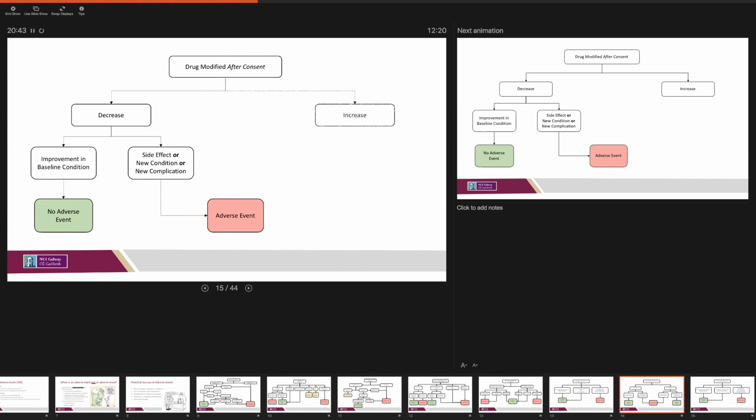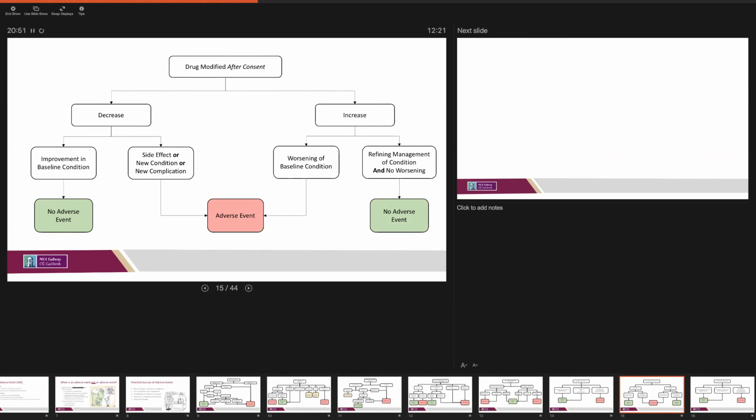not that the drug was changed. Similarly, if a drug is increased and it's because of a worsening of a baseline condition, it's an adverse event. Or if what you've got here is you're, again, refining the management of a condition and it's not worsening. So if somebody was on 2 drugs for treatment of blood pressure and one of them goes off the market and your only option is to increase the existing one, you could make an argument that that's not an AE.